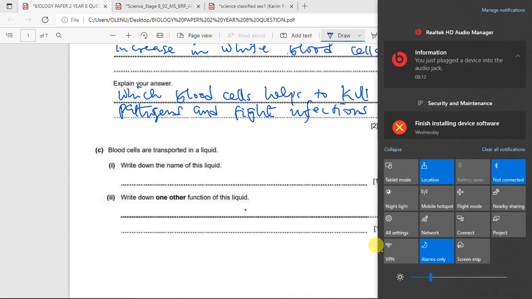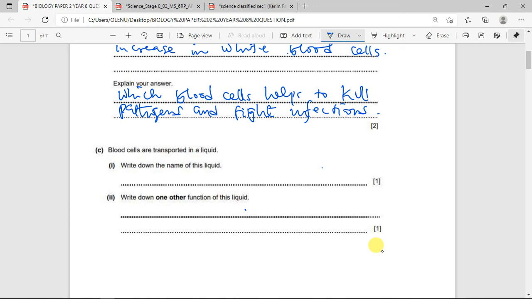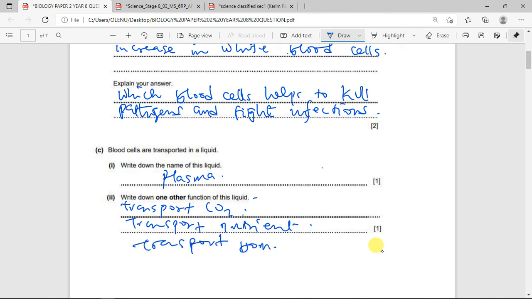Now, blood cells are transported in a liquid. Write down the name of this liquid. It's called the plasma. Now, write down one other function of this liquid. It helps to transport carbon dioxide, nutrients, hormones, and enzymes around the body.